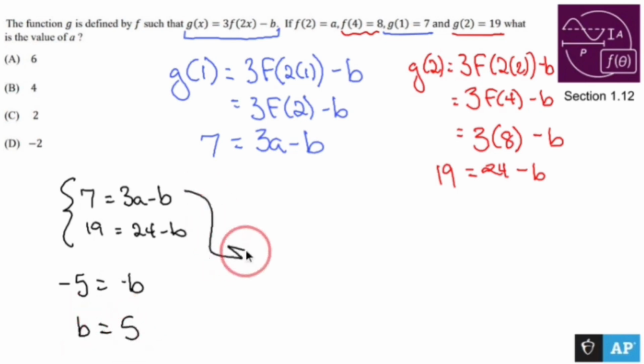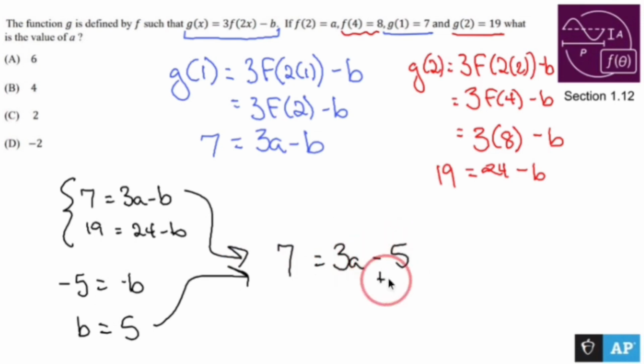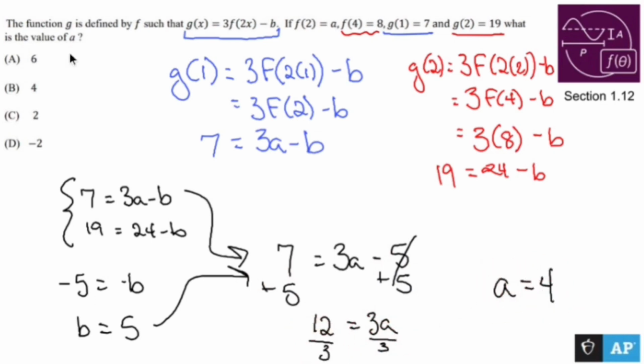I could take that guy right there and the top equation and replace b with 5. 7 equals 3a minus 5 has me adding 5 to both sides to get 12 equals 3a. Divide both sides by 3, and after all of that, a is 4. So a pretty gross problem, not a fun problem at all. Again, I stole this from the internet, so I don't know. It is what it is. Hopefully you never see a problem like it, but we did it anyway just in case.